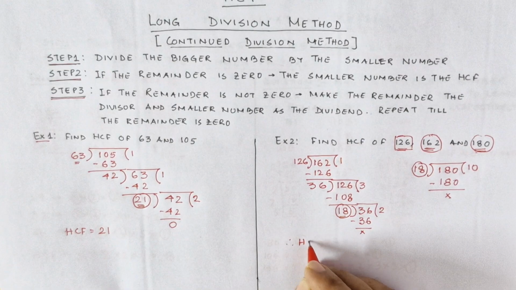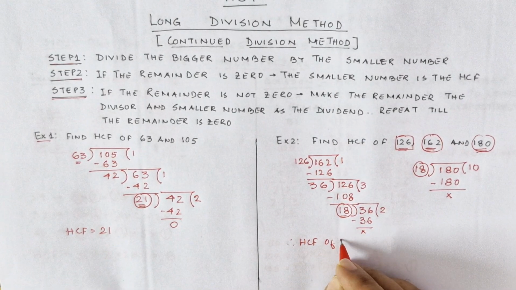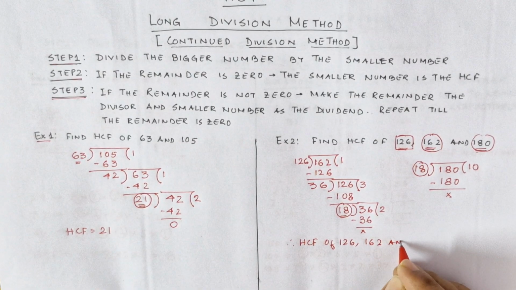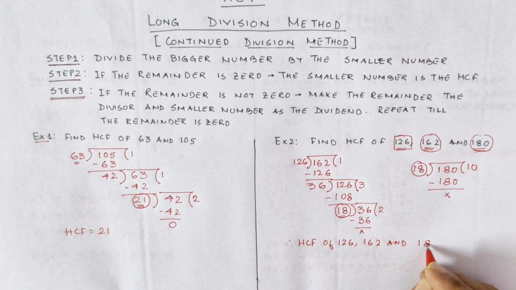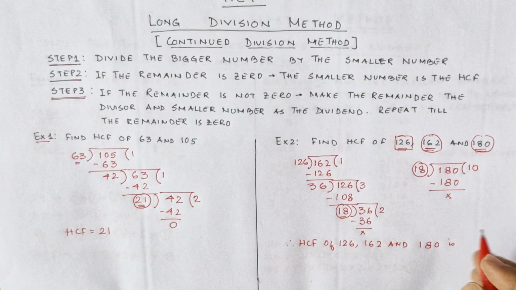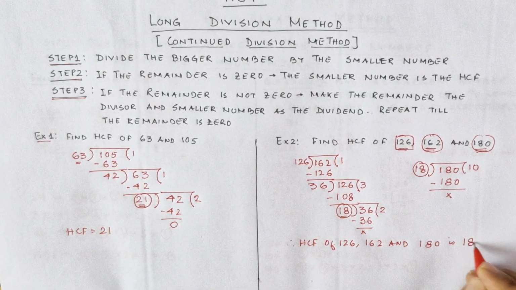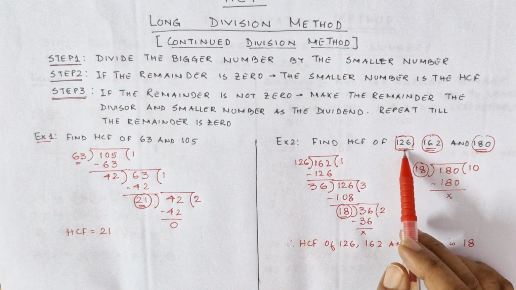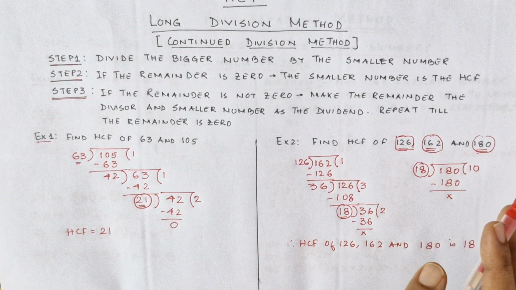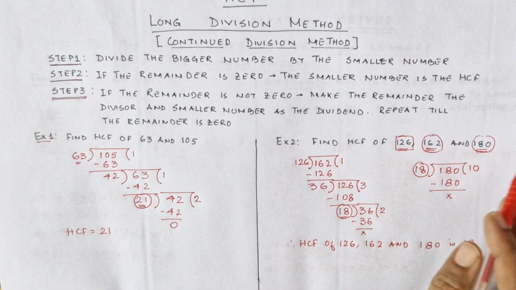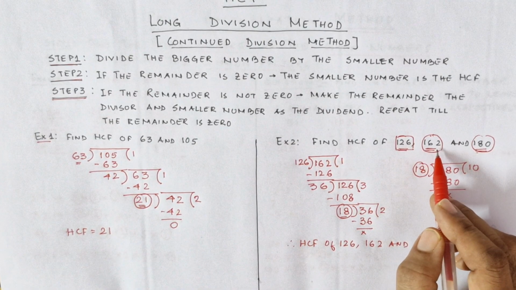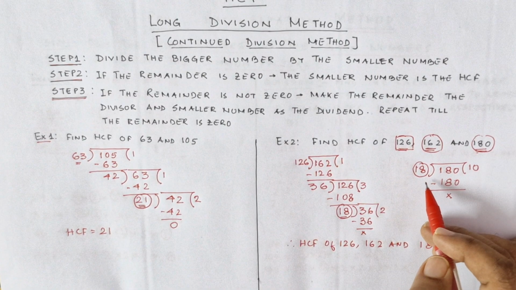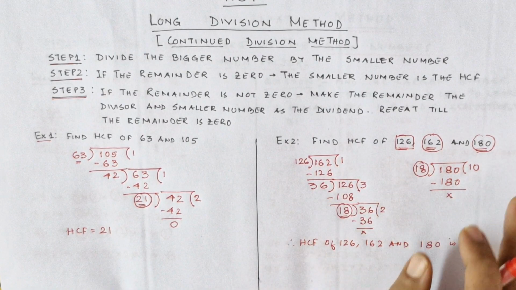Therefore the HCF of 126, 162 and 180 is 18. To cross-check it, divide 126 by 18, which leaves no remainder. You know that the HCF exactly divides the number. Again divide 162 by 18 and divide 180 by 18. Got it? It will leave no remainder.